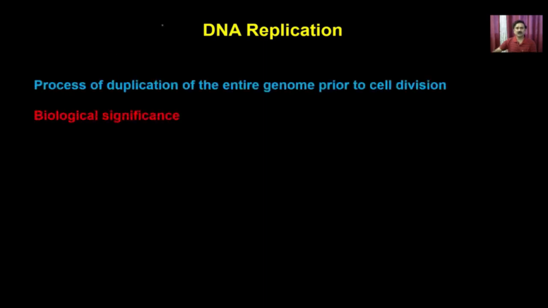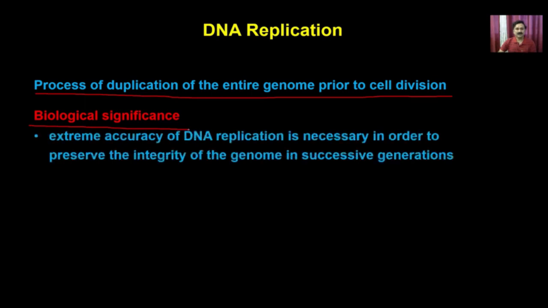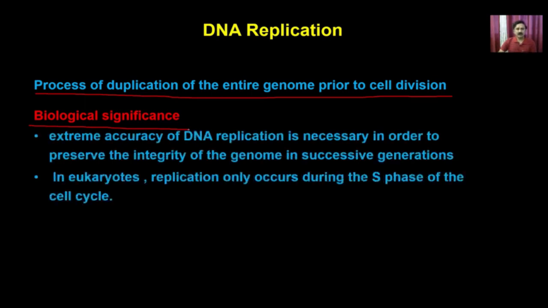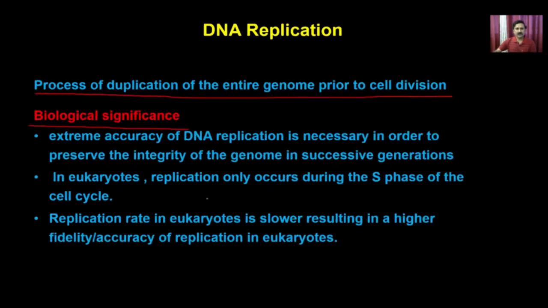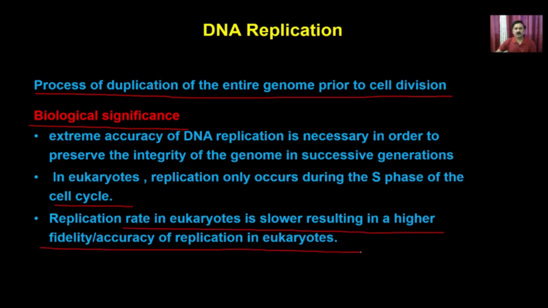So DNA replication, if you do not know or you would like to recall, is a process of duplication of the entire genome prior to the cell division. It has a biological significance because it is going to be extremely accurate. In eukaryotes, the replication occurs only during the S phase of the cell cycle, and the replication rate in eukaryotes is slower, resulting in a higher fidelity or accuracy of replication in eukaryotes.